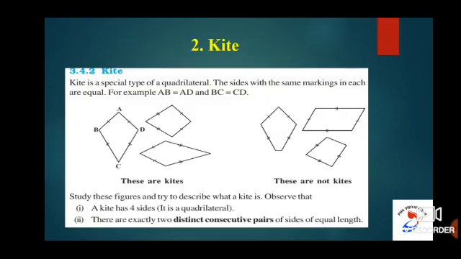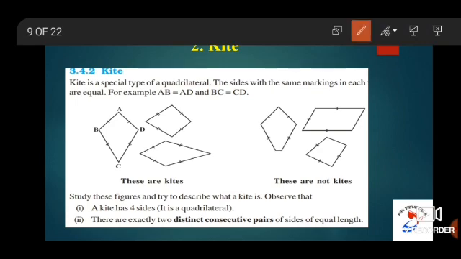Then it is kite. Again kite. The kite is a special type of quadrilateral. So here also in the kite, your sides AB and AD will be equal. That is, this AB and AD, they both are consecutive sides. They both are equal. And similarly, the other two sides, that is BC and CD, they are also equal. So these are examples of kites and these are not kites.